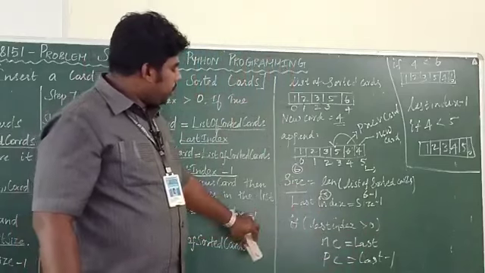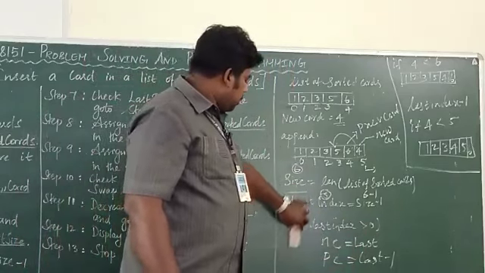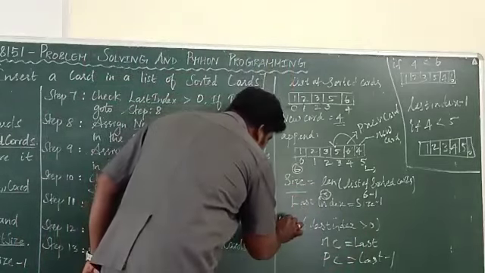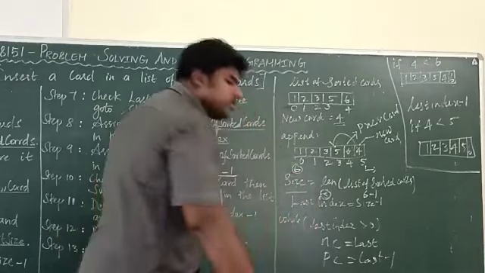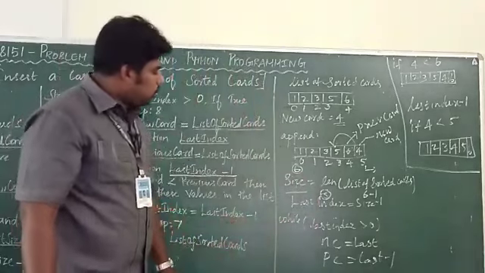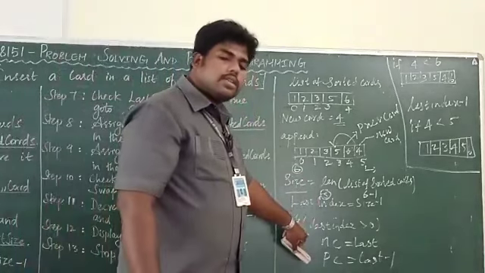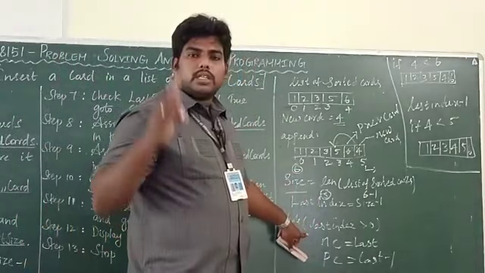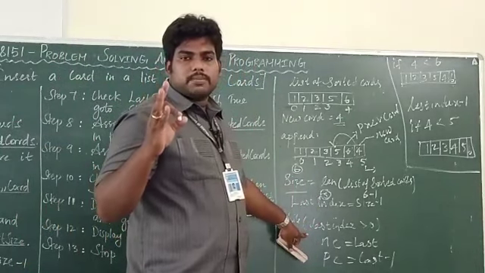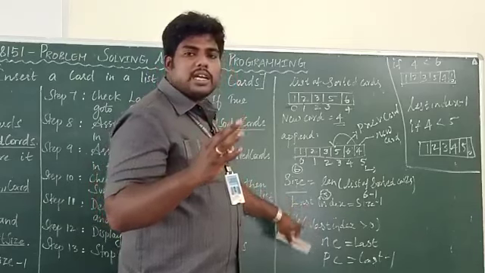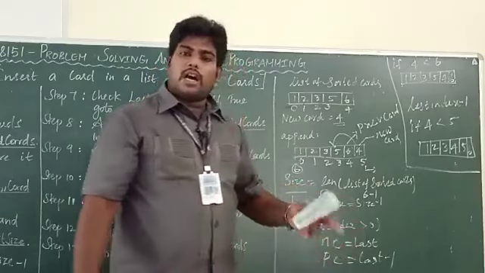So here I am going to use a loop, that is a while loop. I am going to use one while loop. If you are going for a while loop means 3 steps are there. What are the 3 steps? Initialization, condition, increment or decrement.